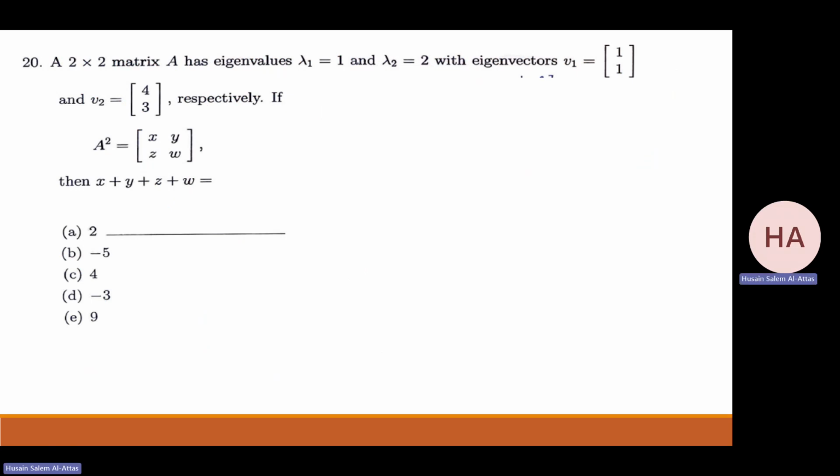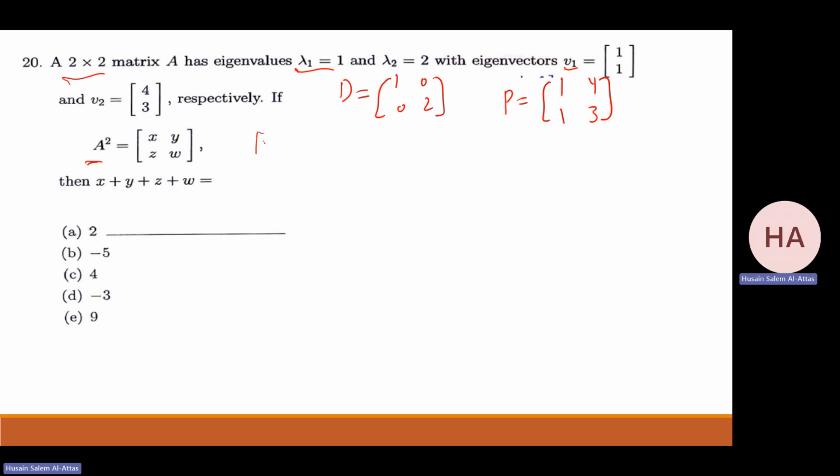Same thing. He gave you a 2 by 2 matrix that has these eigenvalues and these eigenvectors. Find A squared. The same idea. What is D? 1, 0, 0, 2. What is P? 1, 1, 4, 3. I need P inverse. I need to find P inverse.